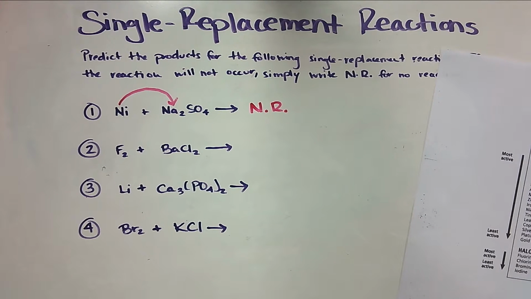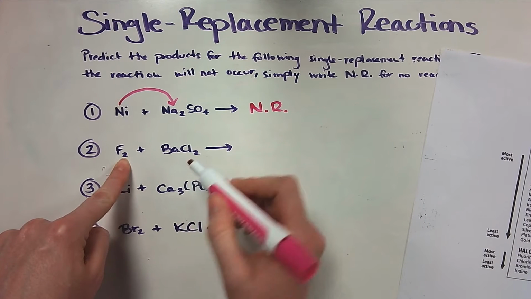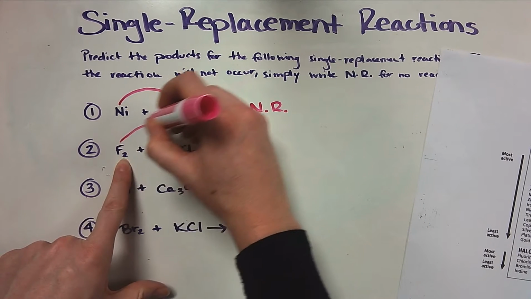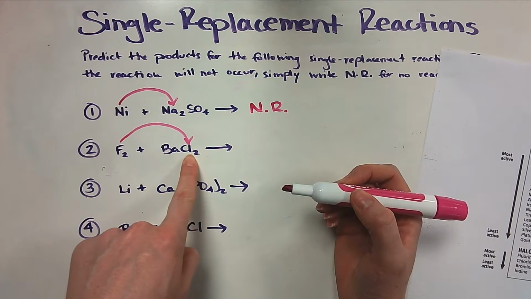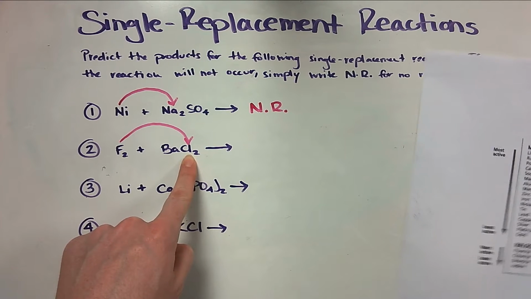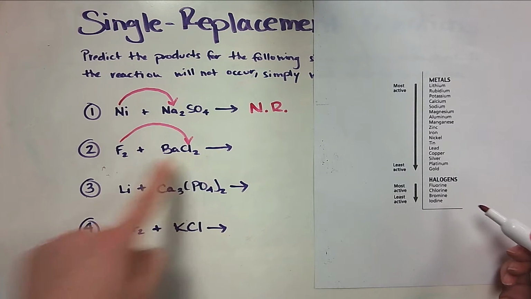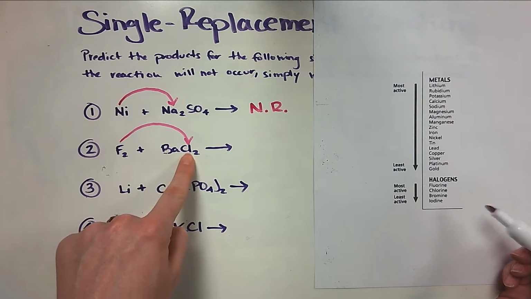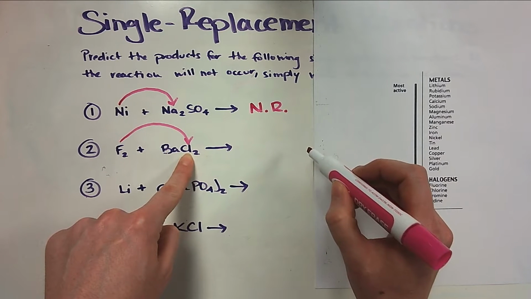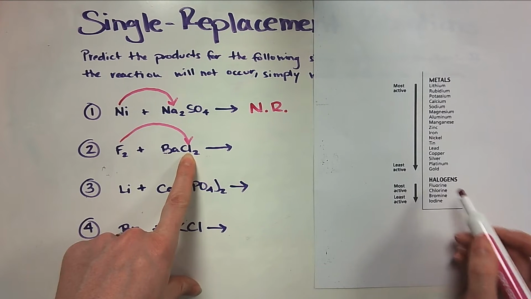Number two, we have fluorine reacting with barium chloride. Fluorine is a halogen. So in this type of single replacement reaction, we're going to see if fluorine is active enough to replace the other halogen in this ionic compound, which is chlorine. To do that, we're still going to use our activity series. We have the halogens down here. The only way that fluorine could bond with barium and kick out chlorine is if it's more active. And fluorine happens to be more active than chlorine.